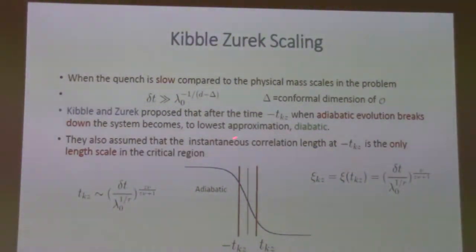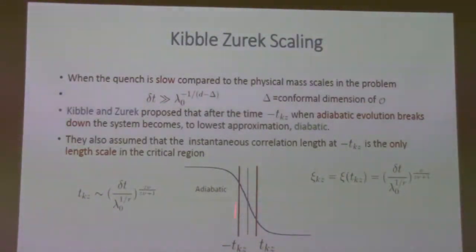There's a second assumption they made, and it was from experience in equilibrium critical behavior. In equilibrium critical behavior, scaling follows from ideas of the renormalization group, and one of the main points about the renormalization group is that in the scaling region, as in continuum quantum field theories, there are only a few length scales or few couplings which contribute to long distance quantities. Those are the couplings with relevant operators, and the time scales. And this is a situation where there is only one relevant operator. So they assumed that in this region, the instantaneous correlation length at minus t_KZ, which by assumption is the same between minus t_KZ and plus t_KZ, is the only length scale in the problem.